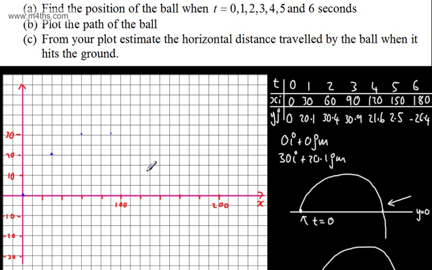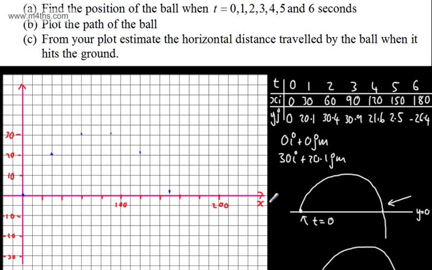Then we got 120, which is here, and 21.6. So we're on the way down, and that's going to be about there. Then we got 150, 2.5. So at this stage, we're nearly hitting the floor. 150, 2.5. Let's put that just here. There's 150, and that's about 2.5.